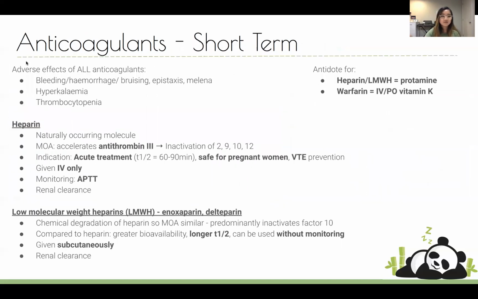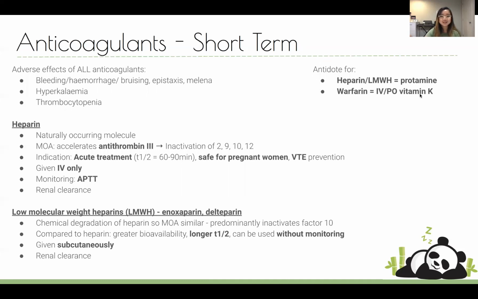So you can get adverse effects with all of them. You can get bleeding, hemorrhage, bruising. Essentially, all of these are like bleeding, bleeding, bleeding. Epistaxis, nose bleeding, melena, GI bleeding. You can get hyperkalemia, and you can get thrombocytopenia because you're bleeding out.